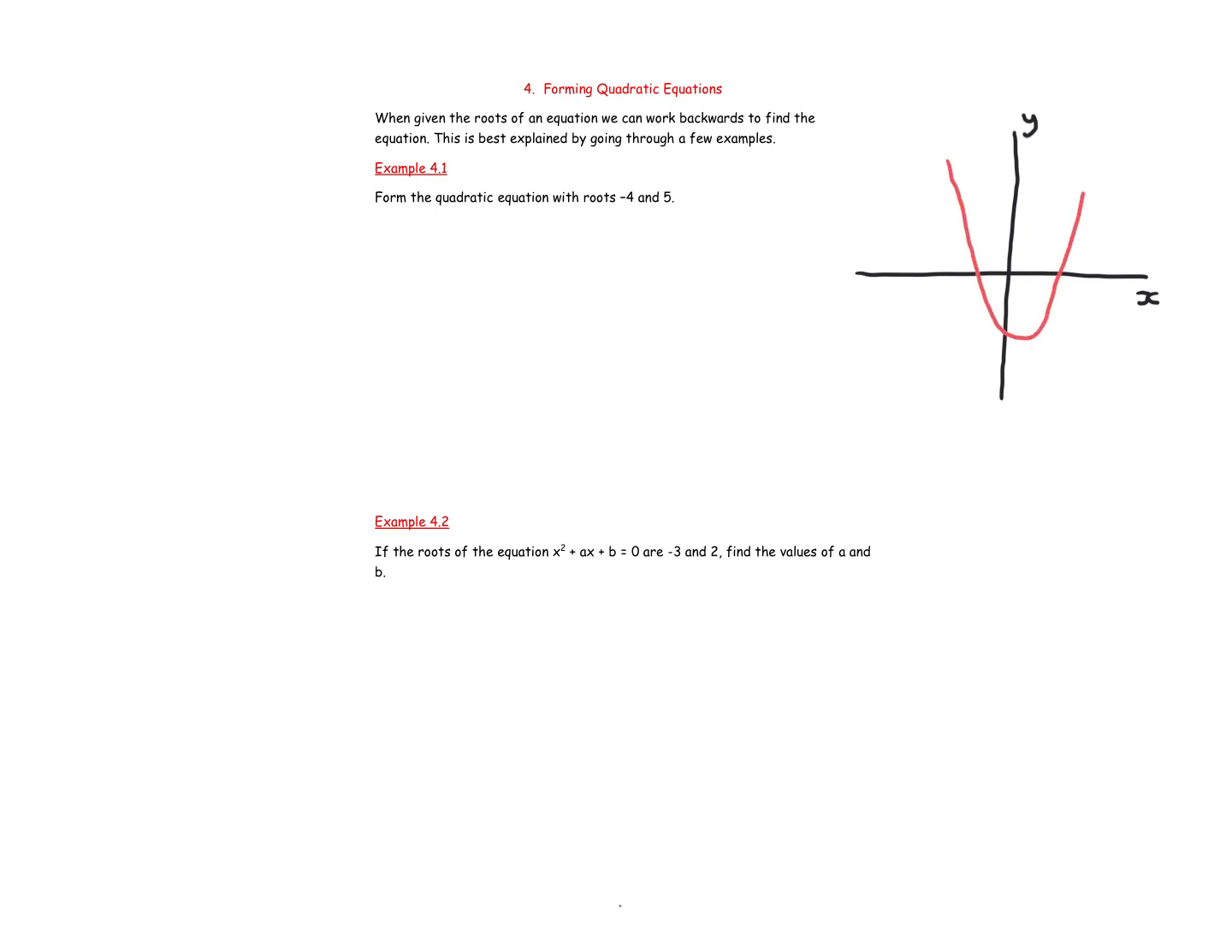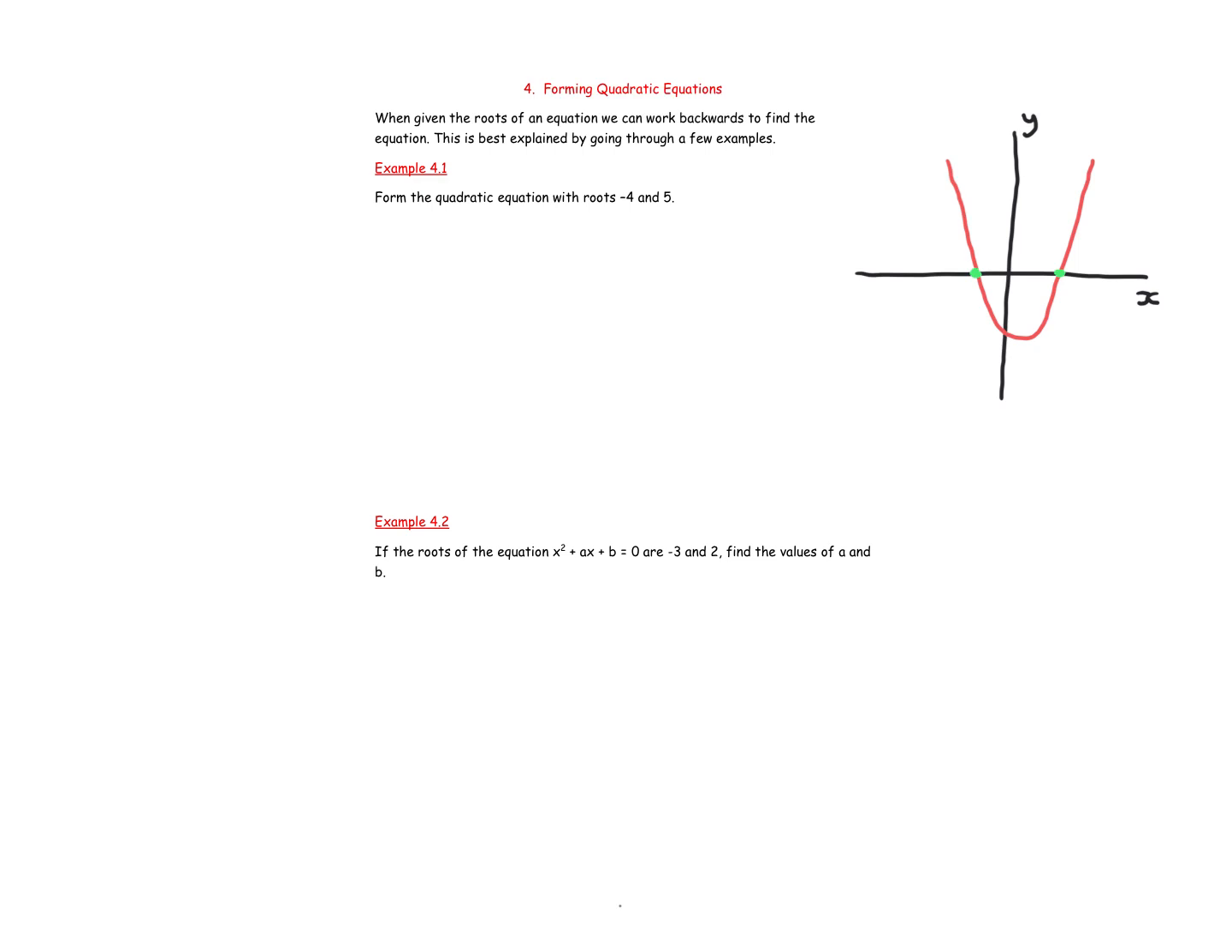So if we take one of those, be it the u here, the roots are where the graph crosses the x-axis, and in particular where y is equal to 0. As it says here, when given the roots of an equation, we can work backwards to find out the equation, and it's best explained by going through an example. Here it says form the quadratic equation with the roots -4 and 5.